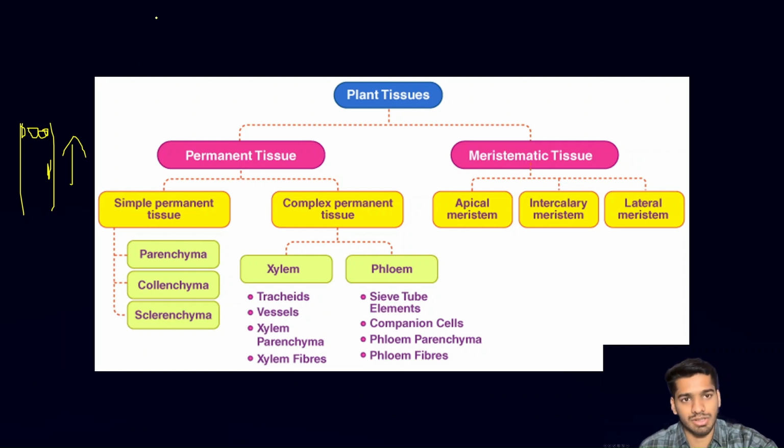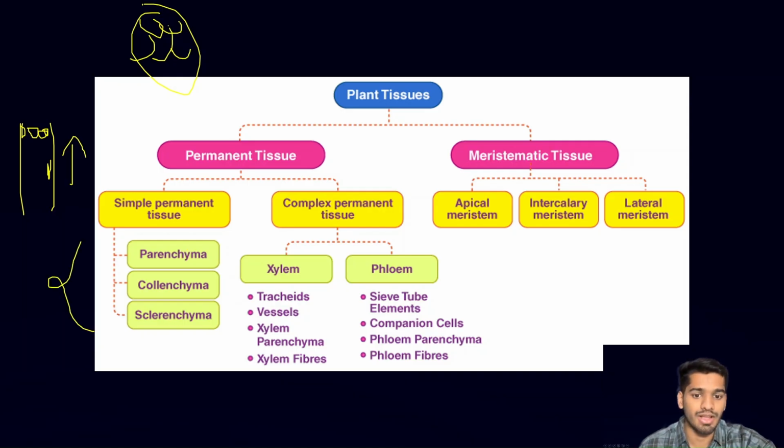See, we know tissue is nothing but a group of cells. Simple permanent tissue means what? In this, the tissue is made up of the same type of cells. For example, there are three types of tissue which are known as simple permanent tissue. So they are parenchyma, collenchyma, and sclerenchyma. For example, if this is parenchyma tissue, then it is made up of parenchyma cells only. If this is a sclerenchyma tissue, then it is made up of sclerenchyma cells only. You're never going to see any other different type of cell. So that is nothing but your simple permanent tissue.